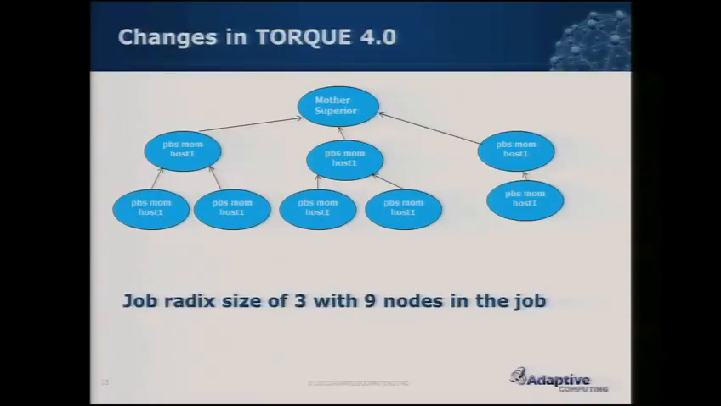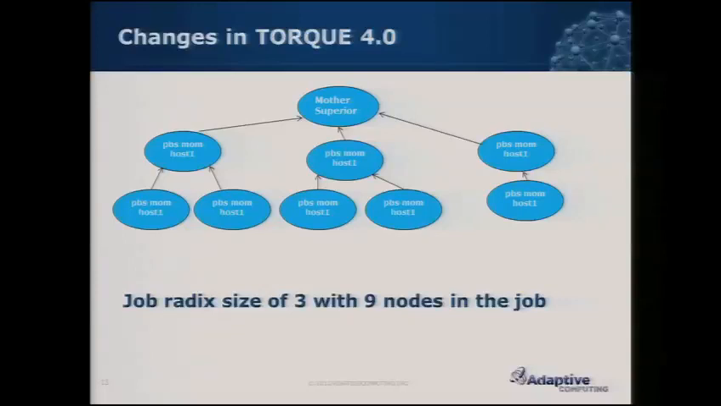Every sister in the job is opening up a port on whatever the MOM is listening on, and then they're streaming up all of their output and error to the mother superior, and she aggregates it and then eventually writes it out, and that's what your .o and .e files are.